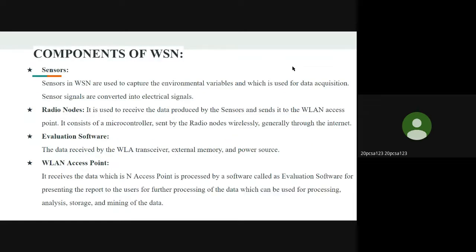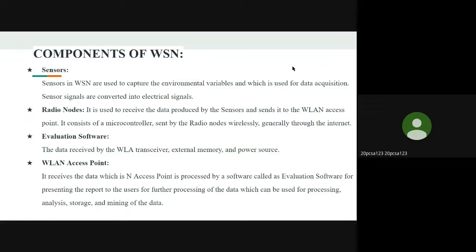Now we are going to see what the components of a wireless sensor network are. They are the sensor, radio nodes, evaluation software, and WLAN access point. We are going to see the sensor in brief. Sensors in a wireless sensor network are used to capture environmental variables and offer data, sense the signals, and convert them into electric signals. Radio nodes are used to receive the data processed by the sensors and send it to the WLAN access point.